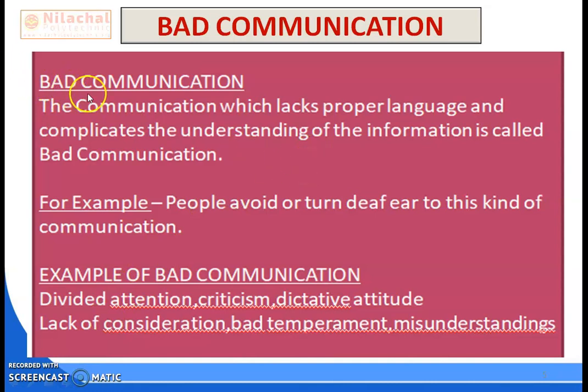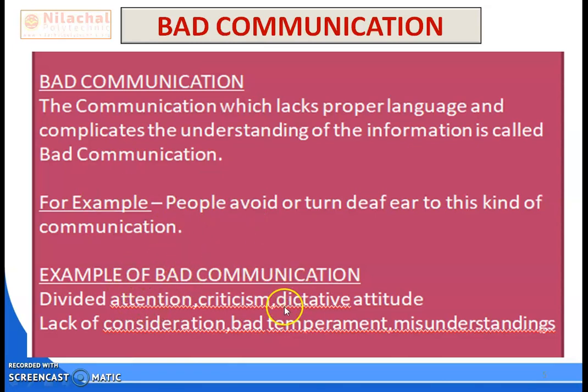The number two category is bad communication. The communication which lacks proper language and complicates the understanding of the information is called bad communication. After communication, if the listener is not able to understand our language or the information which we have communicated, then that is considered bad communication. How could we know whether it is good or bad? Basically, all kinds of bad, confusing communications are avoided. People turn a deaf ear to this kind of communication. So if we find any person is avoiding listening to our information, that means we need to change the way we are communicating with the other person.